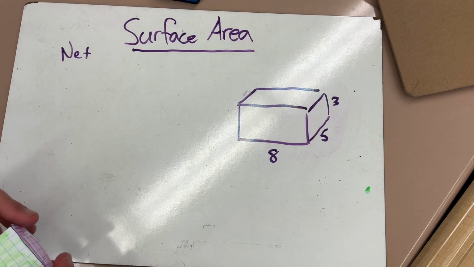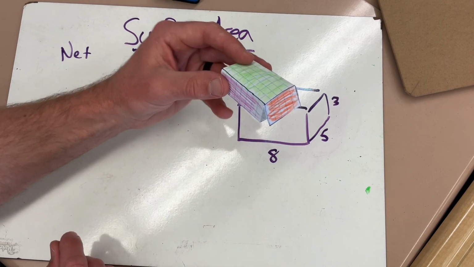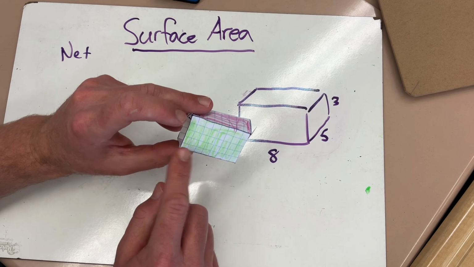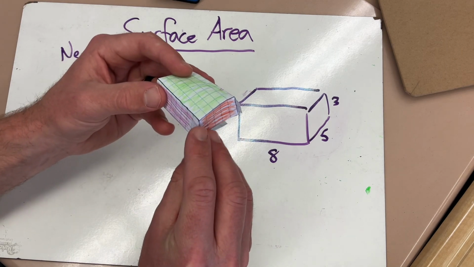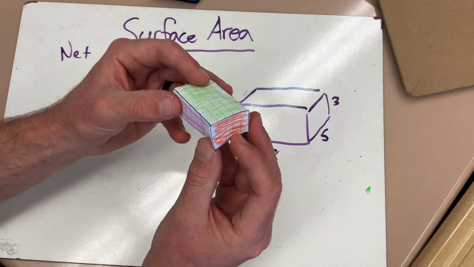So what I did is I made a little copy of this prism using graph paper, and then I color coded it so we can see it. So here we have 8 by 5, and then here we have the 3 part. You can see that using the lines of the graph paper.